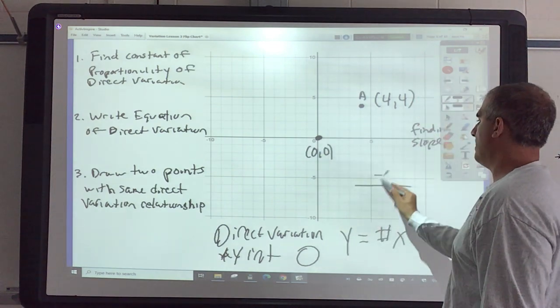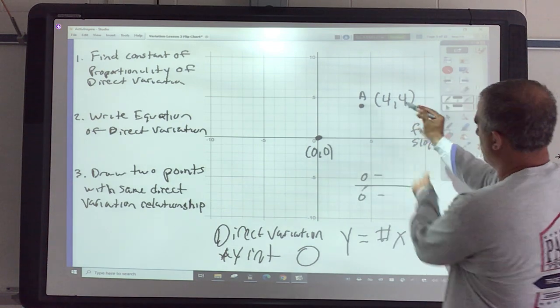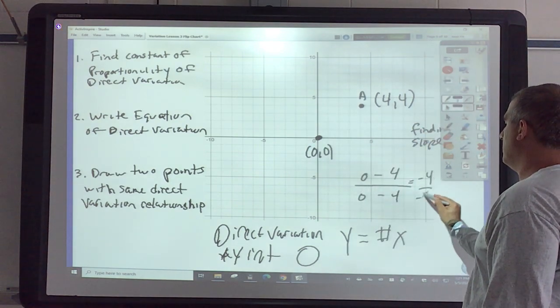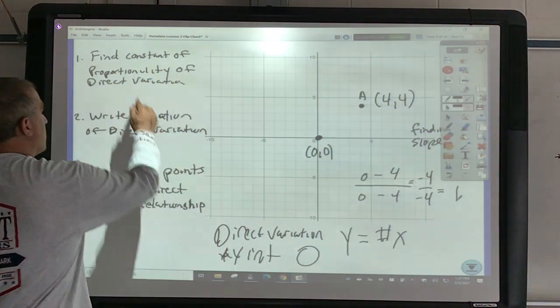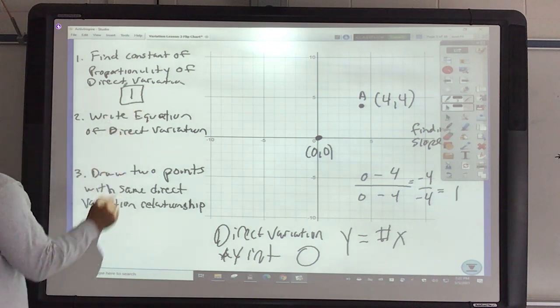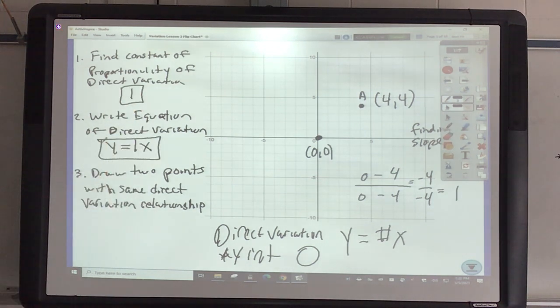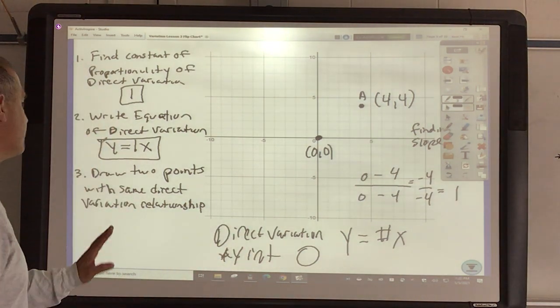As you remember, our slope formula, turn the wheel: 0 and 0, turn the wheel, 4 and 4. 0 minus 4 is negative 4. Divide by that, and that would be 1. So the constant of proportionality here is just 1. What's the equation? y equals 1x. So all you have to do to get the constant of proportionality is find the slope.